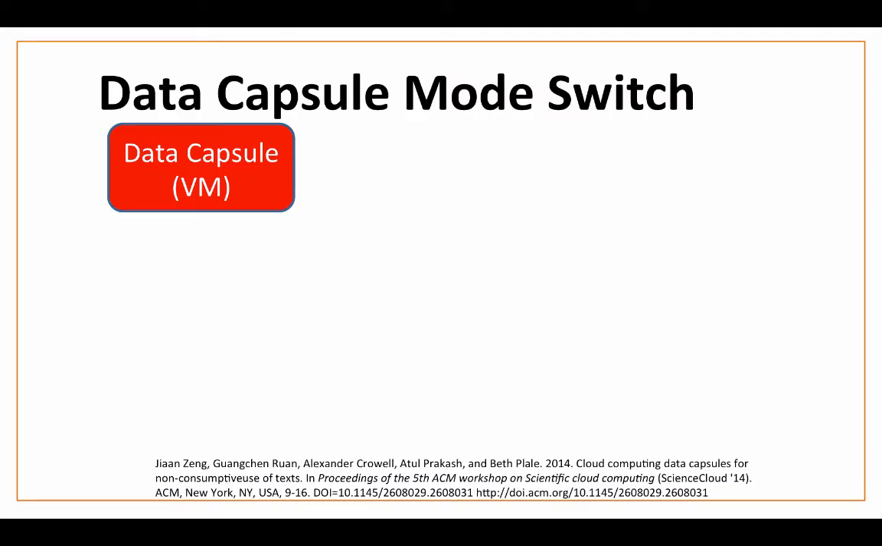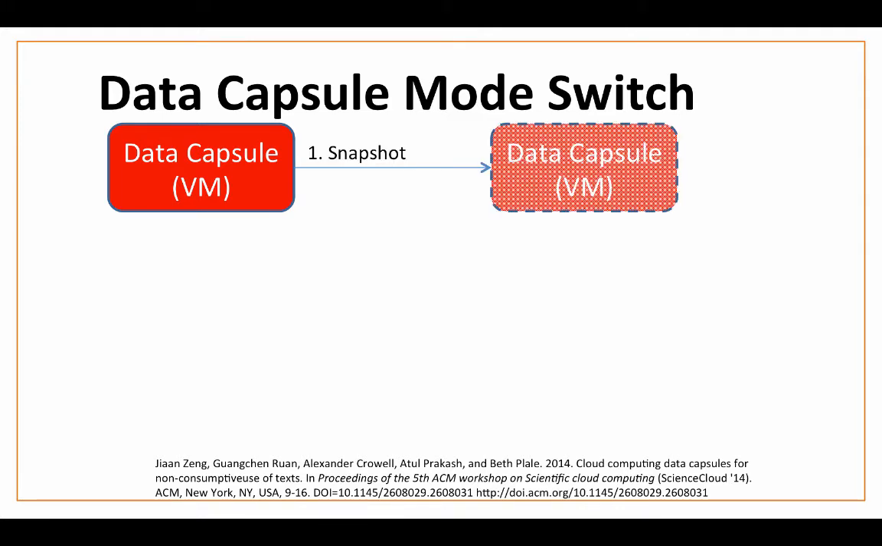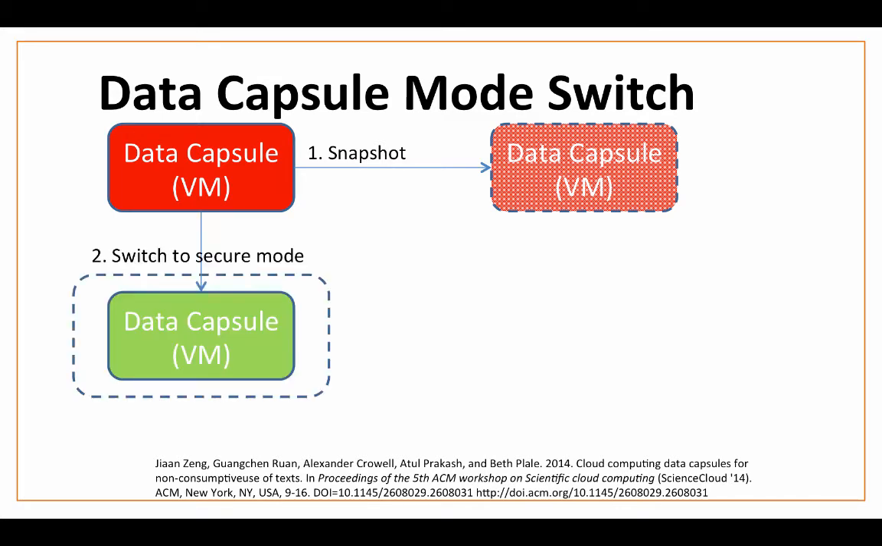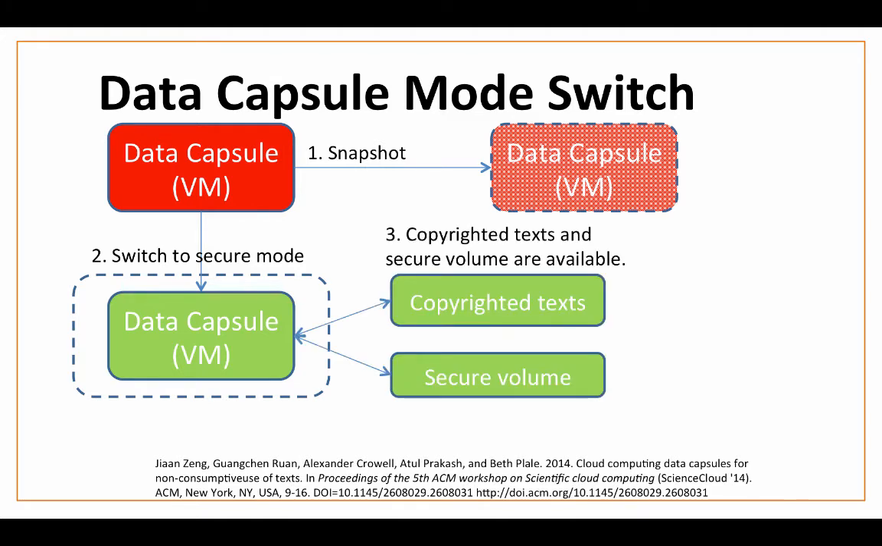Now, if you've used our data capsule, you probably understand a little bit about how it works, but this diagram just runs through overall what happens when it's in place for the HathiTrust Research Center. You end up with a snapshot of the VM. It is set up by the researcher, and then once they get the virtual machine set up for the tools they want to use for their analysis, they switch it into secure mode, and that's when they're able to get access to the copyrighted text and the secure volume that become available to them.